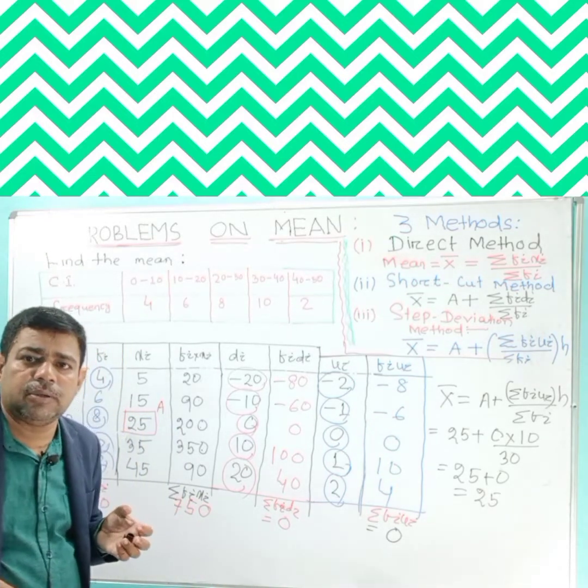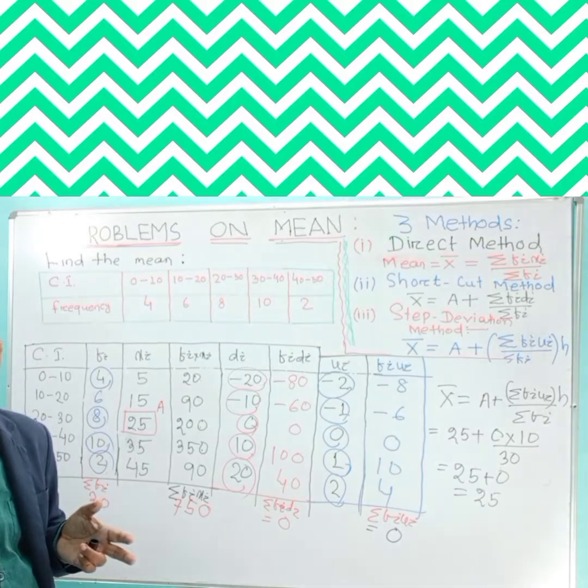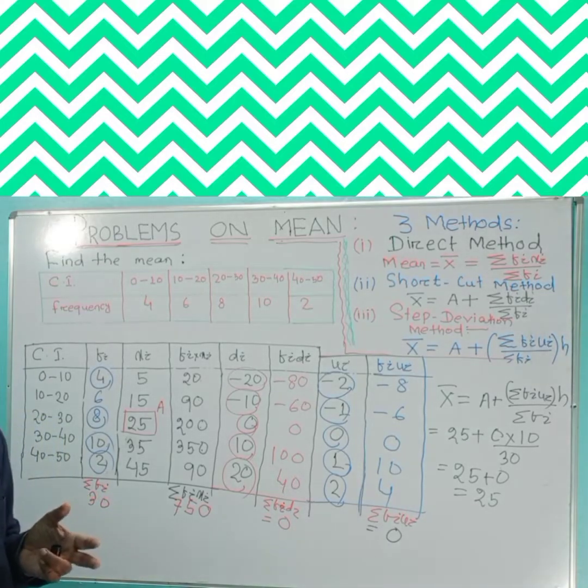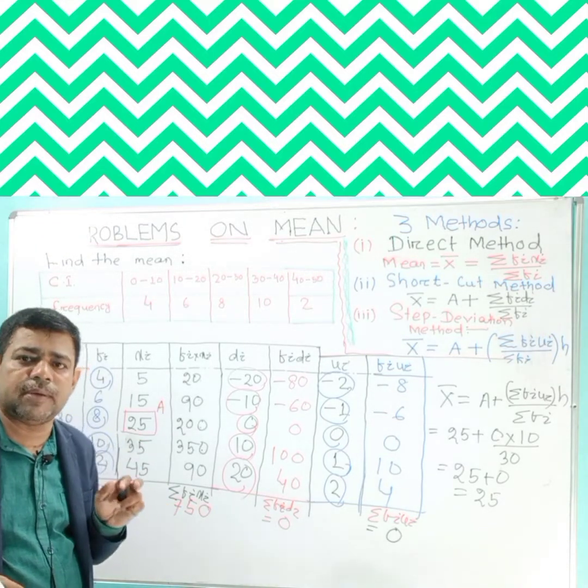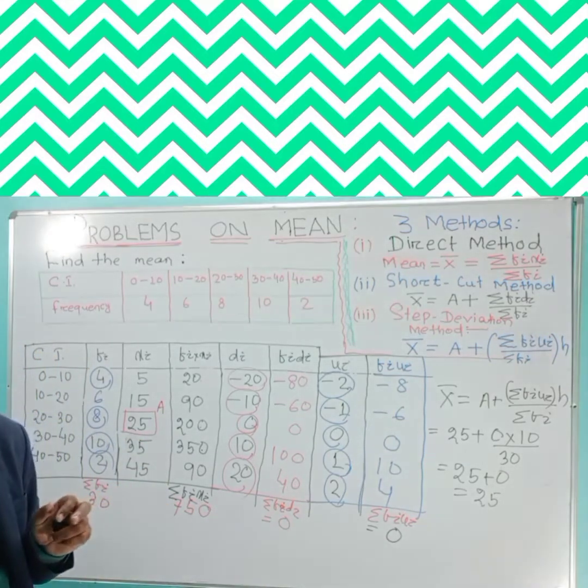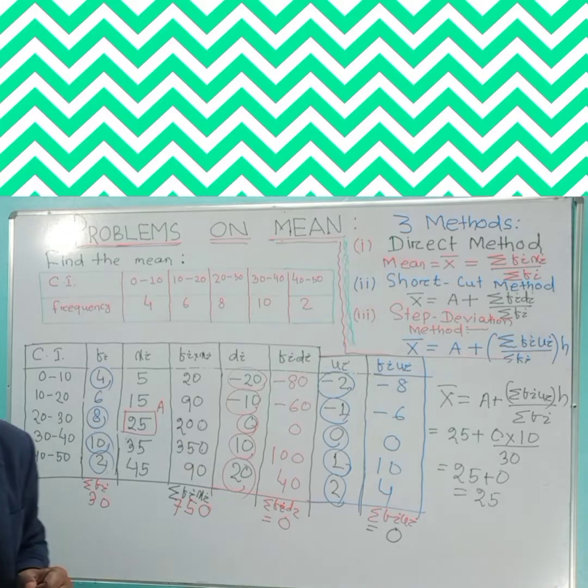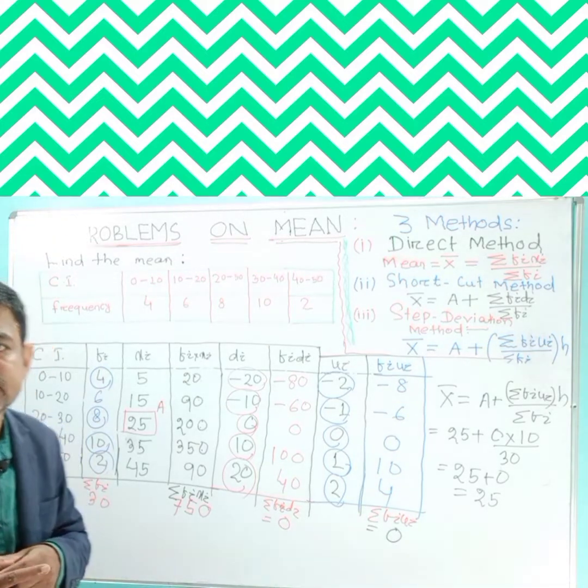So whatever you understood, the three methods to find the mean of a given frequency distribution table, in every case the mean was 25, the same value. Okay, so I hope you understand and follow the class. Thank you all of you.